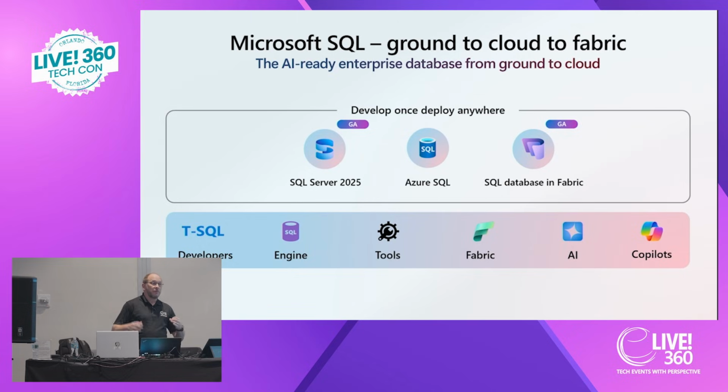Same T-SQL that you know of, where it runs everywhere. Same engine, same tool set. It'll run in Fabric. It'll run on the ground. It'll run in Azure PaaS. So this is important. And also when we talk about migration options, there is a tag in here for SQL 2025 and Azure SQL PaaS. We're going to focus on this middle icon here.